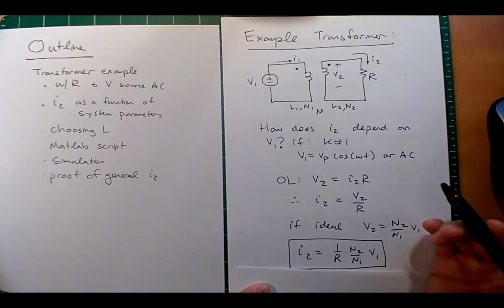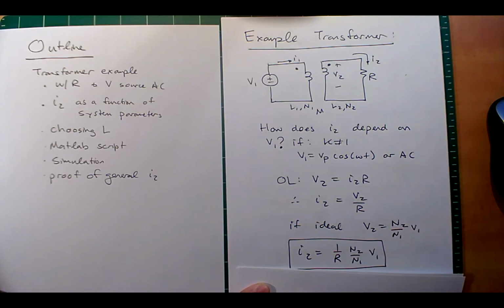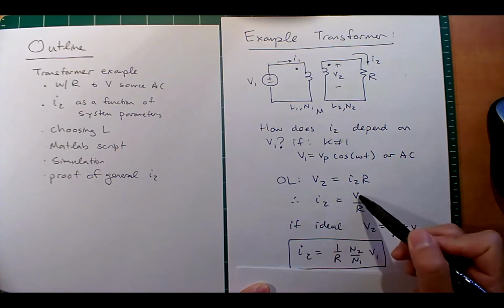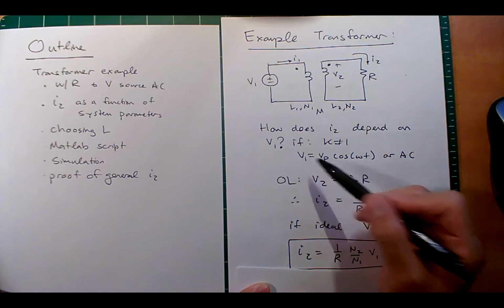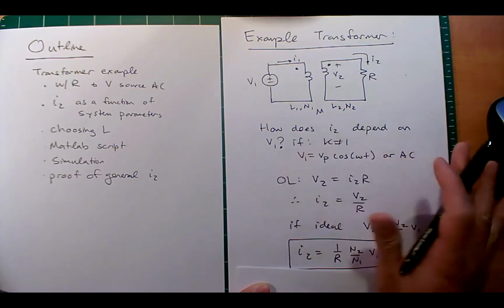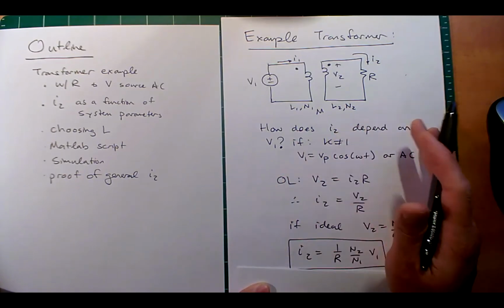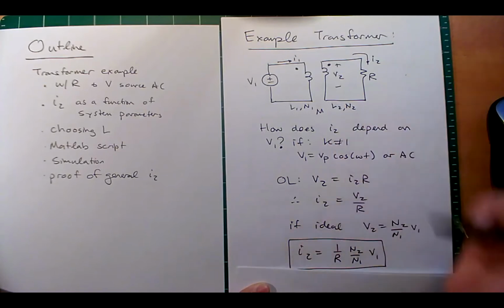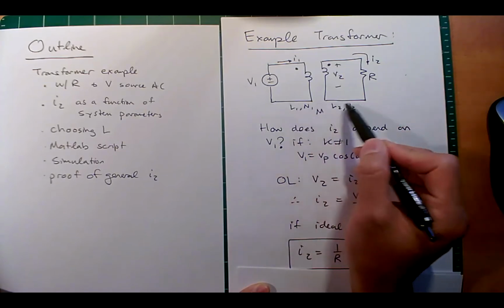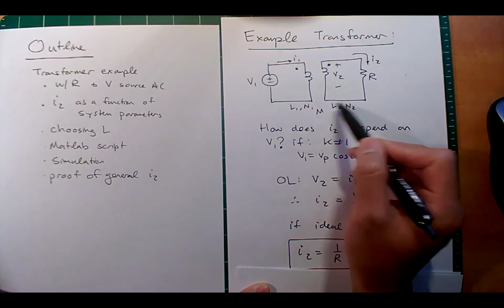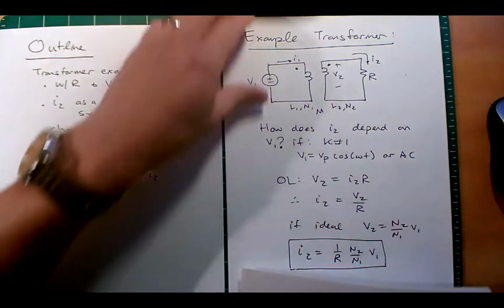That should make sense, right? It's just a scaled version, and they should be in phase in this case. So I2 and V2 are in phase, and V2 and V1 are in phase. That's the ideal situation, no problem. But what is the general form? Where do the L1s come into play? Where do the M's and the N2s come into play? Where does all this stuff come into play?